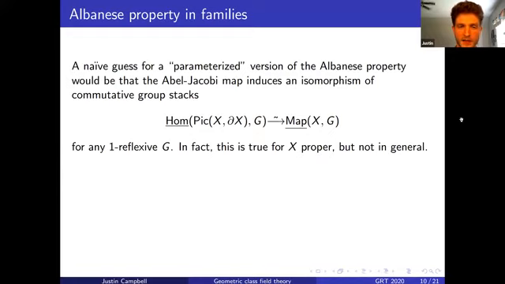But I'd really like to formulate the Albanese property as an isomorphism of commutative group stacks, something like an isomorphism between the internal Hom from the Jacobian into G and the mapping space from X into G. So an isomorphism of commutative group stacks. And you might hope that this is true for any one reflexive G. That's a very nice class of commutative group stacks. So in fact, in this formulation, this is true for X proper.